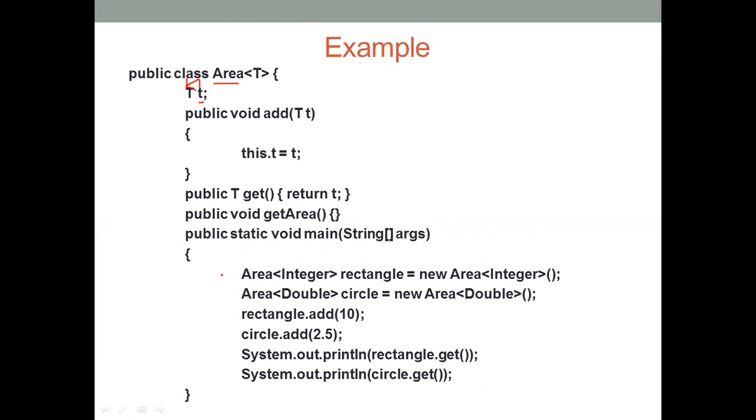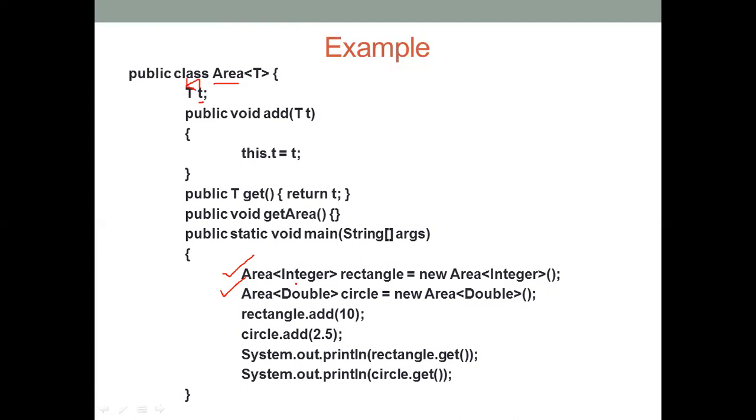In the main method, this is where objects are created. Objects are created for the generic class. Which is the generic class? Area. Here, when you give the T, this type parameter is generic, right? Now we are going to see how it can be used.